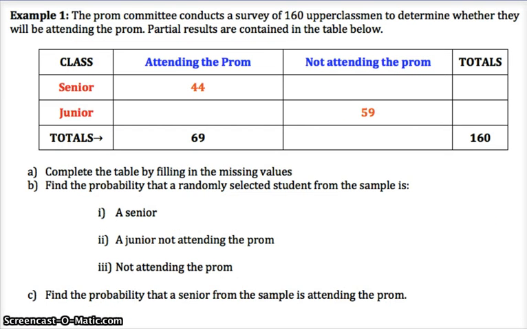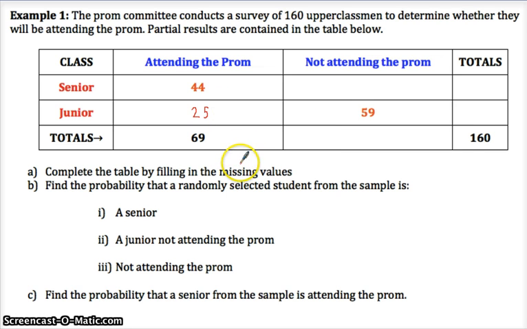Okay, so here's an example. We have problems like this where they just give you some of the numbers in the table and you have to figure out the rest. Well, this total 69 here, of course, that has to be the sum of all the people attending the prom. So you can figure out how many juniors were supposed to be at the prom, because we know there were 44 seniors and 69 total, so that's really just a matter of subtraction. So that's 25. And, oh gosh, then what do we do?